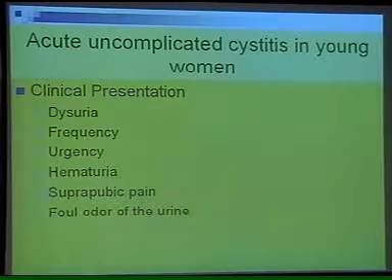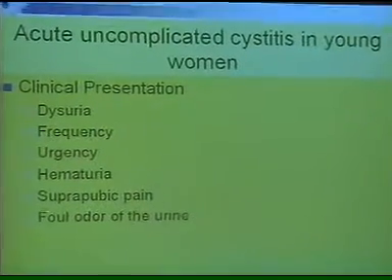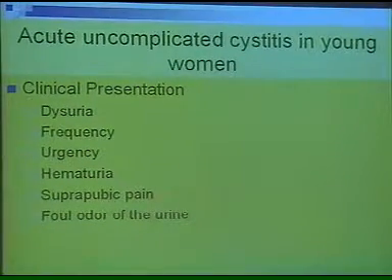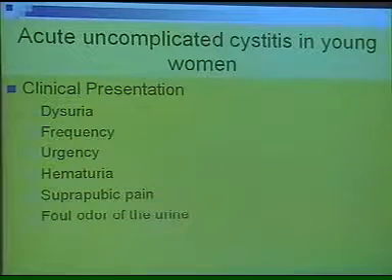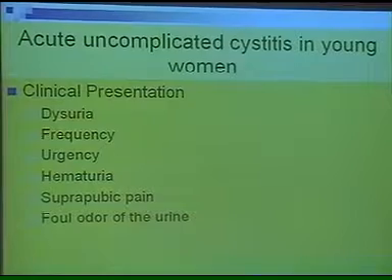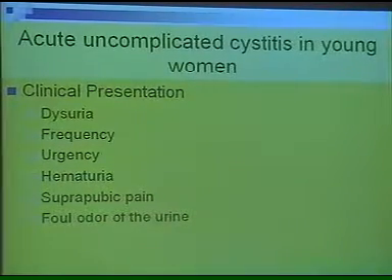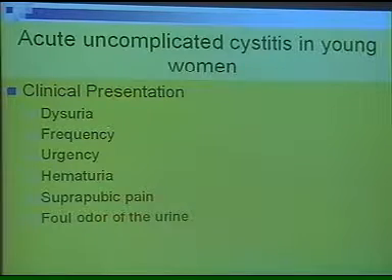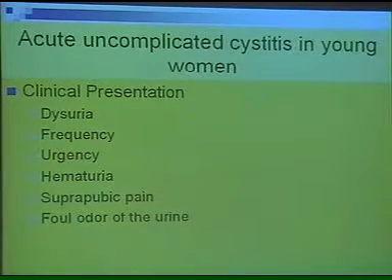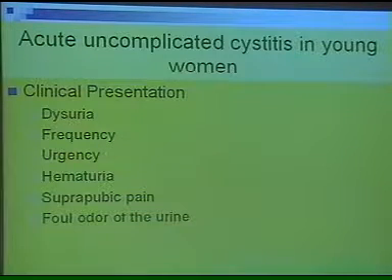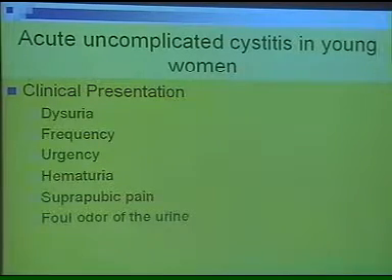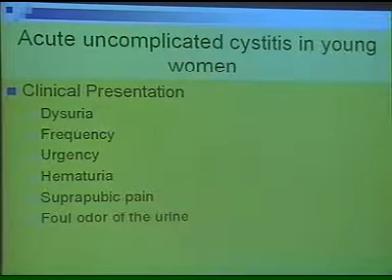Now, how does the patient present? These are the symptoms. Number one is dysuria. Dysuria means pain, tingling during or after the urination. But this symptom is also present in urethritis, also present in vaginitis, and also may be present in upper urinary tract infections like pyelonephritis. So how we are going to differentiate, we'll discuss that later. Frequency, increased frequency of urination. Urgency, after the patient has finished micturition, the patient still feels desire to micturate. Hematuria, suprapubic pain, and foul smell of the urine.